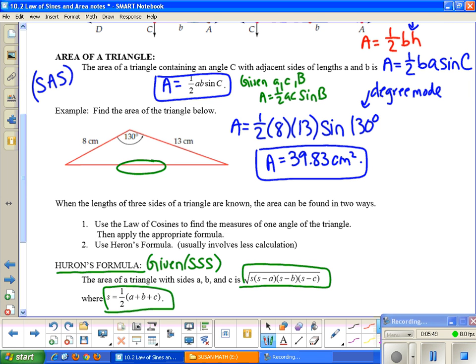Or if you know all three sides, you can use the alternate form to find an angle, and then you could use this area formula. So whichever one you prefer, it doesn't really matter. So let's go ahead and do some application problems for this.